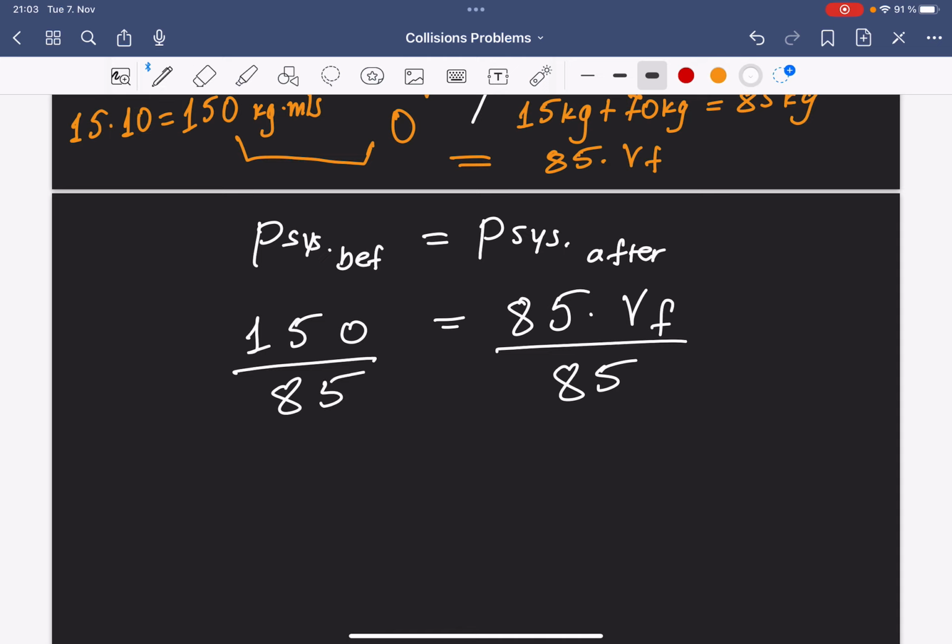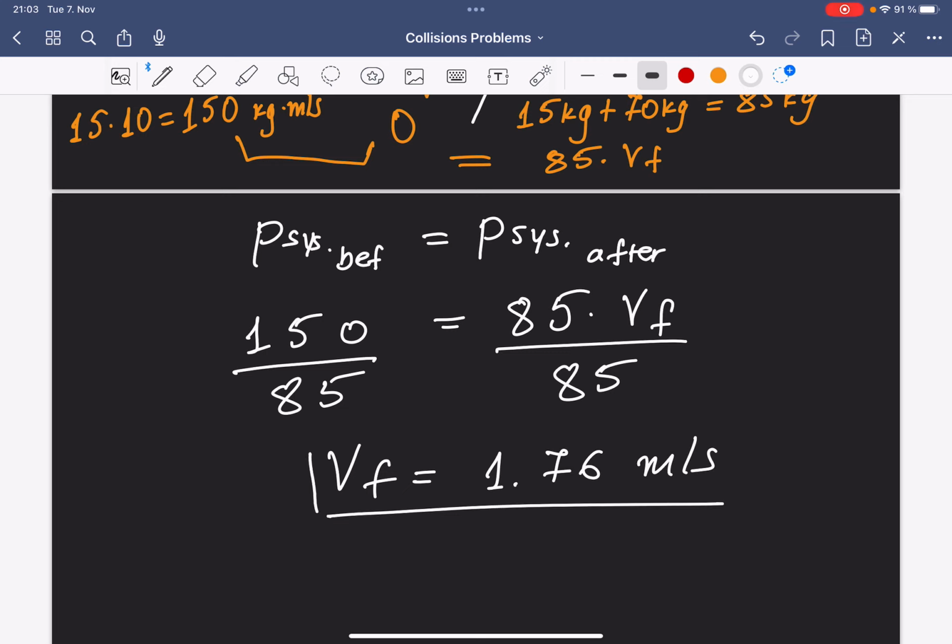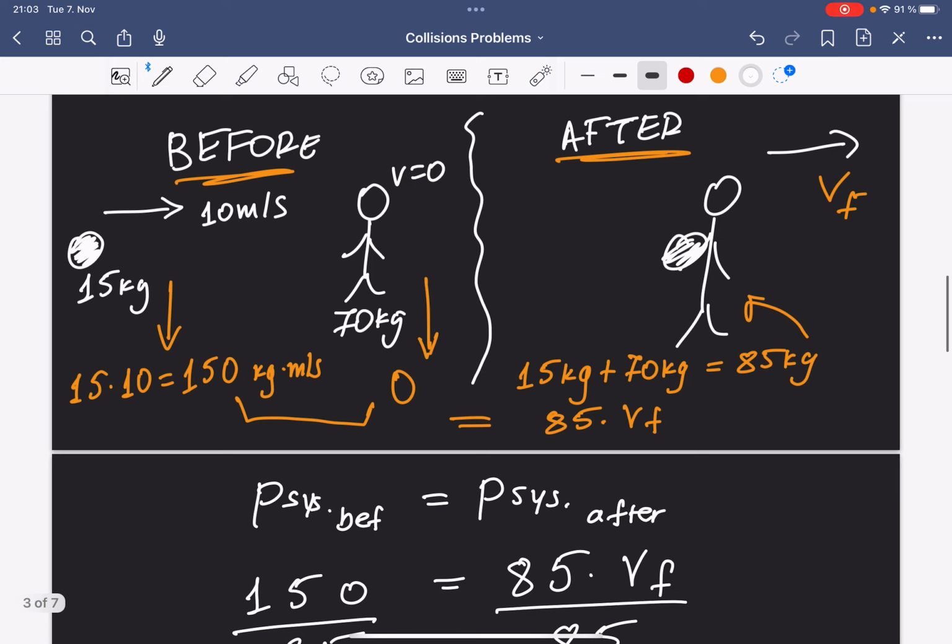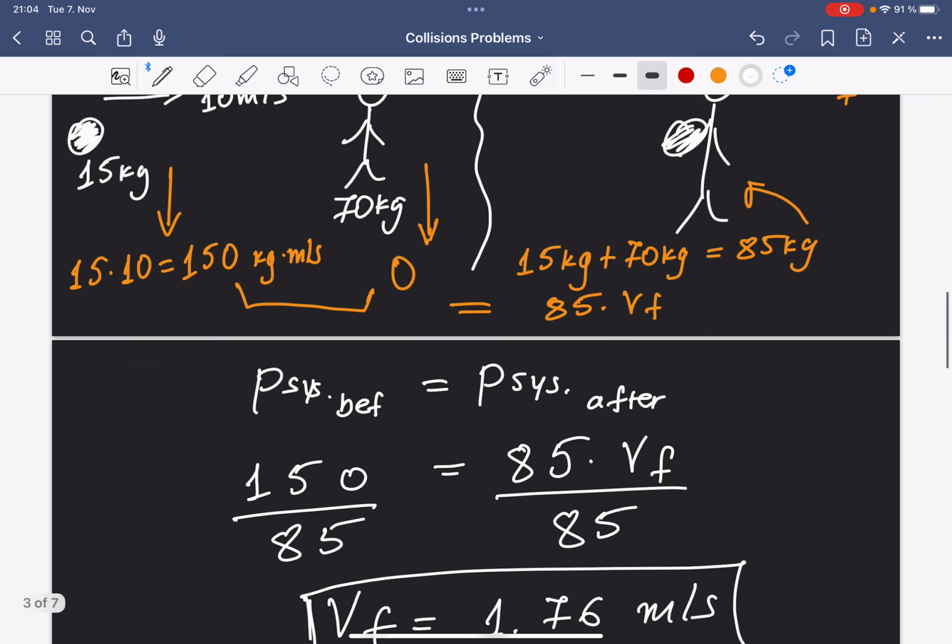So you simply want to solve for vf by dividing both sides by 85. We end up with a velocity of roughly 1.76 meters per second, and this is the velocity of the ball when it's held by the person after the collision.